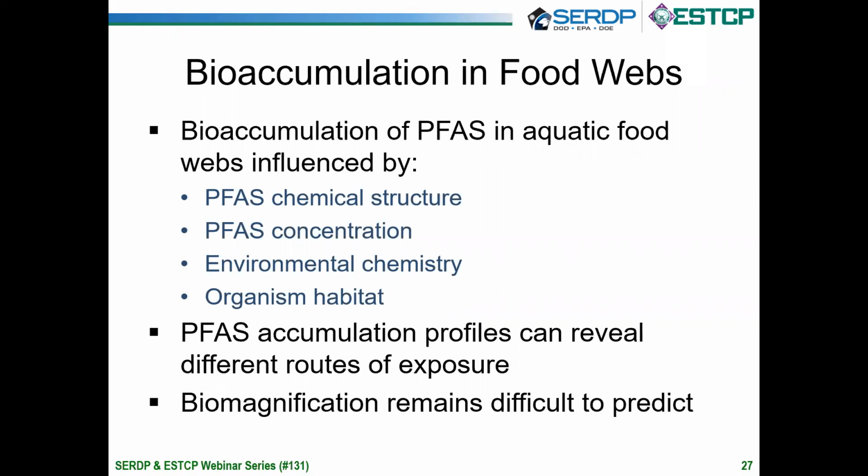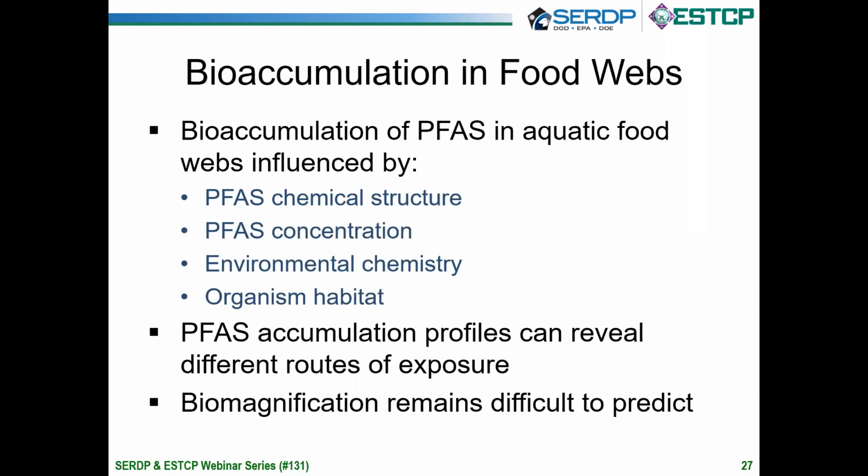What has been shown to be somewhat helpful is looking at PFAS accumulation profiles, as these can help reveal potential different routes of exposure with dissimilar association patterns, accumulation patterns being observed amongst different trophic positions. When we focus on biomagnification specifically, things get a little more complicated. There's a wide range of trophic magnification factors that have been observed across different food webs that illustrate that PFAS biomagnification is particularly hard to predict.